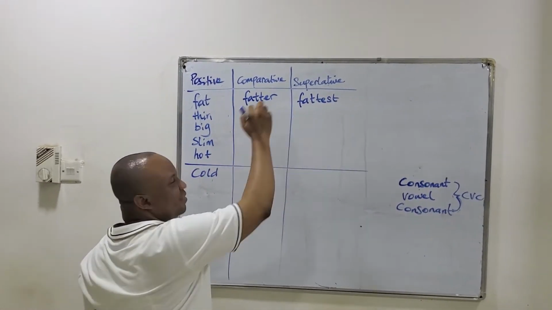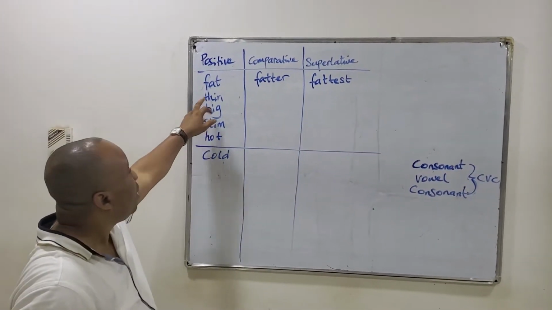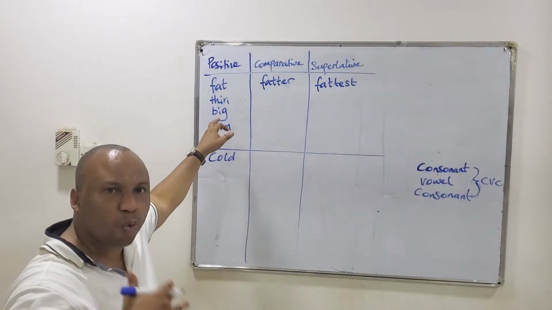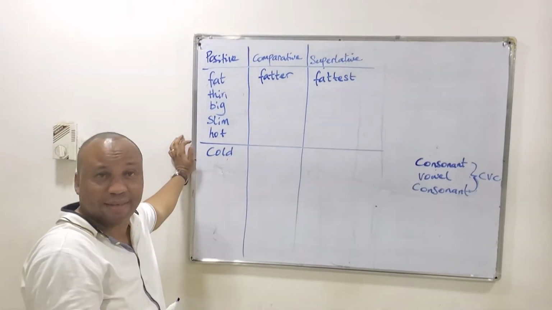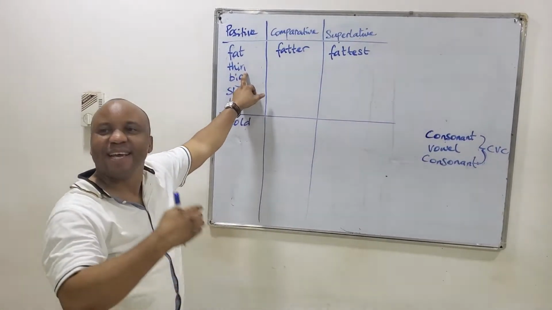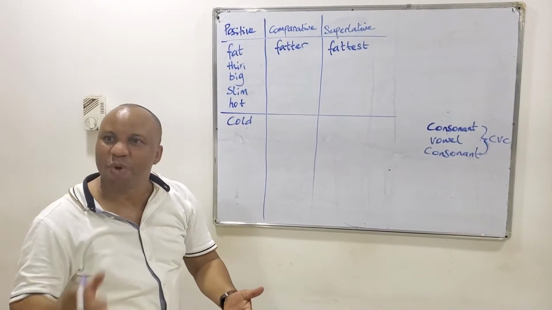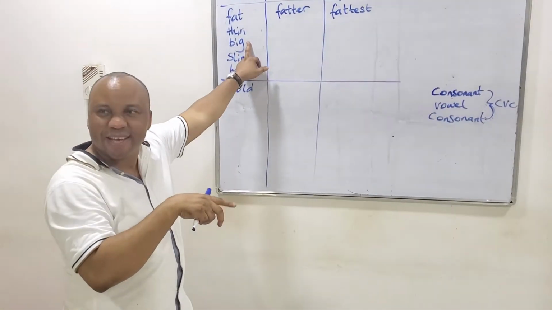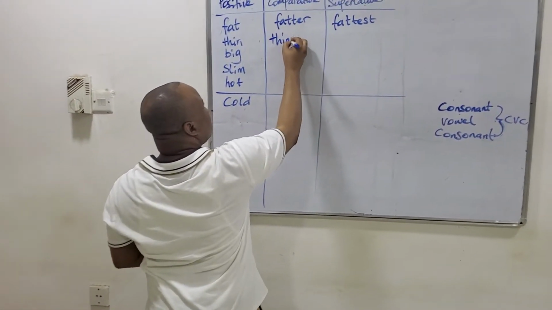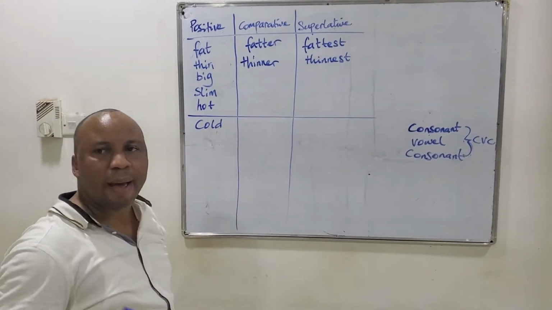So fat, fatter, fattest. Okay, we look at the next word, thin. Look at the last three letters, T-H-I-N. Ladies and gentlemen, do they correspond to CVC? Yes, because H is a consonant, I is a vowel, N is a consonant. So we have CVC. So in this case, what do we do? We double the last letter, which is N, before adding ER in the comparative form. So thin becomes thinner, and the superlative, thinnest.